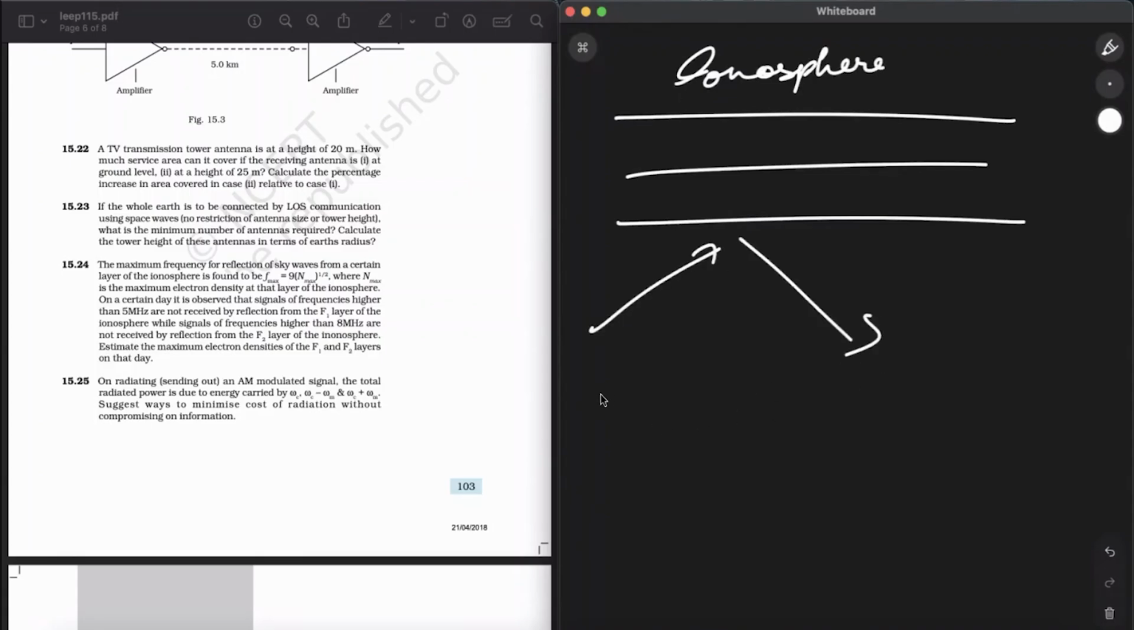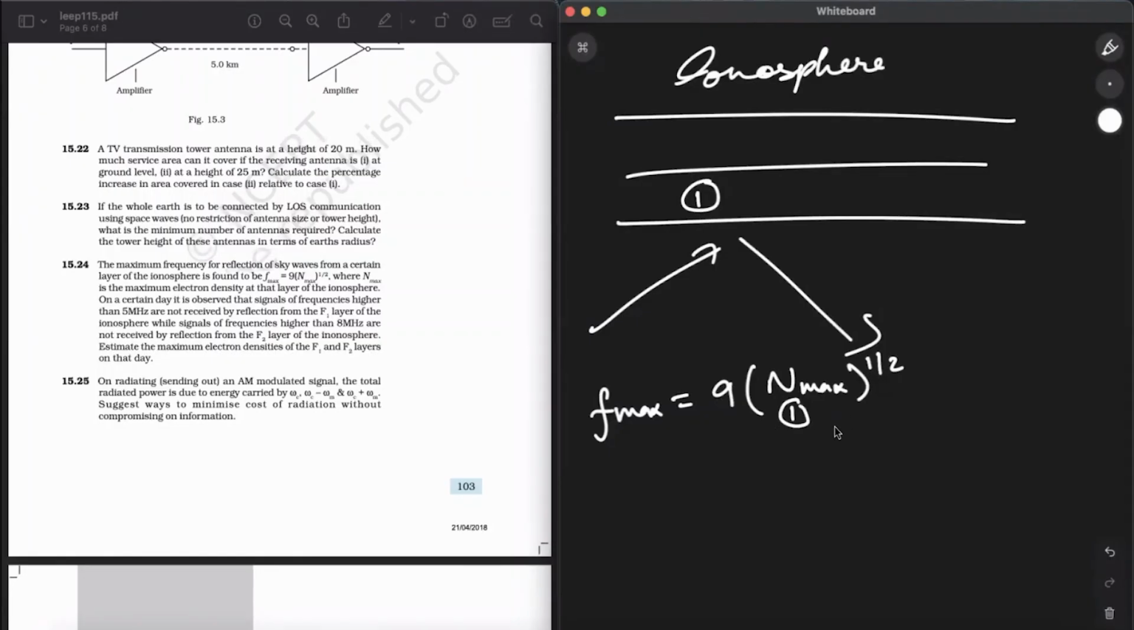Then this maximum frequency, F max, the frequency maximum which is reflected back by the ionosphere, is equal to 9 times electron density N max to the power 1/2. And N max is the maximum electron density at that layer. If it is getting reflected from layer 1, then this will be N max of layer 1. This formula is satisfying those conditions.